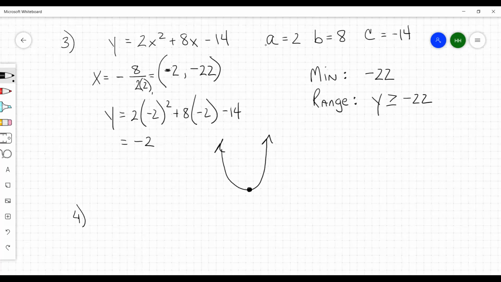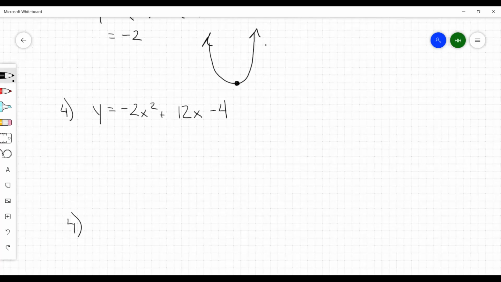On number 4, you got y equals negative 2x squared plus 12x minus 4. Okay? You're going to identify your A, your B, your C. You're going to find your X at the vertex. You're going to plug it in. You're going to find your Y at the vertex.